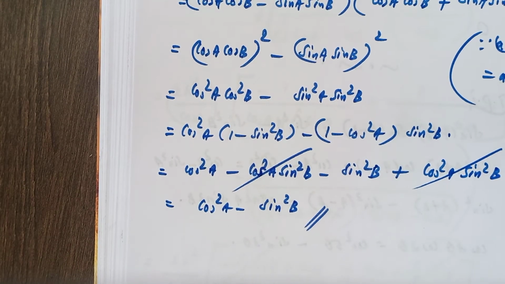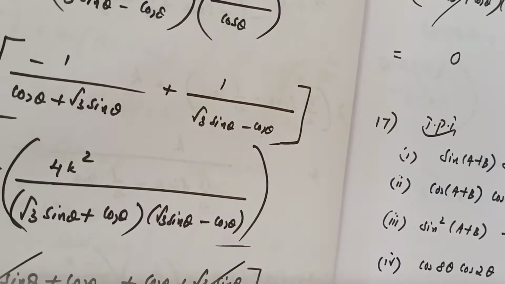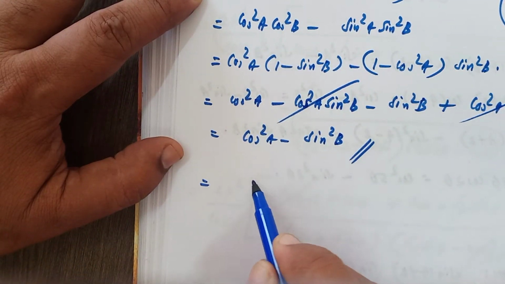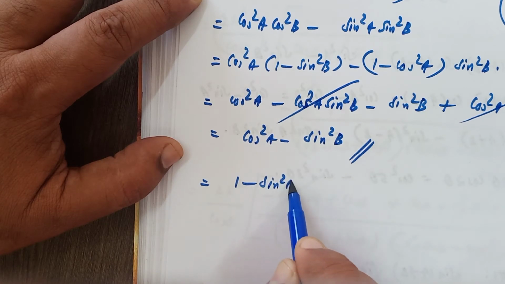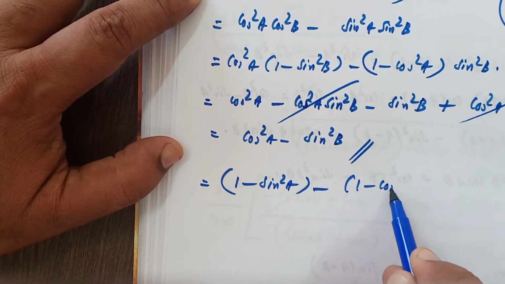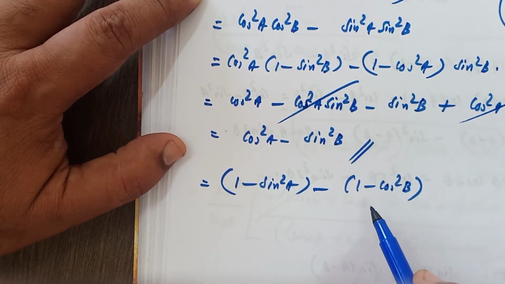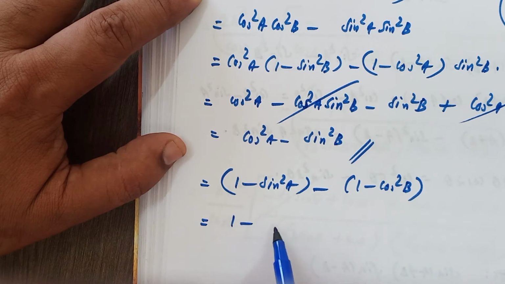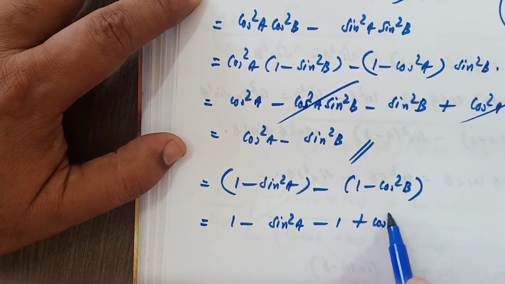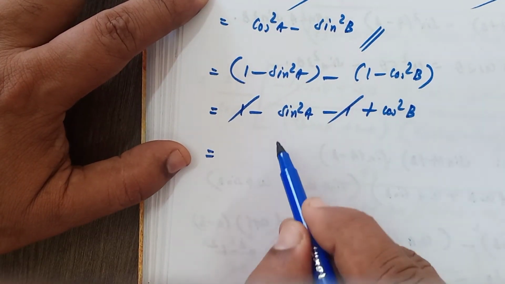Then from this result we have to prove the other result, cos squared b minus sin squared a. How to prove? So that cos squared a can be written as 1 minus sin squared a, minus sin squared b, that is equal to 1 minus cos squared b. That is equal to 1 minus sin squared a as it is, minus into 1 minus into minus plus cos squared b. Plus 1 minus 1 get cancelled, that is equal to cos squared b minus sin squared a.